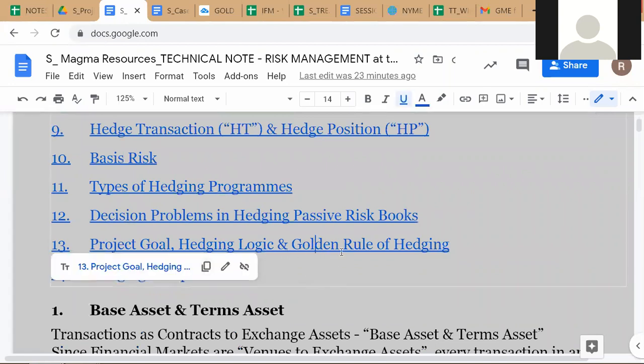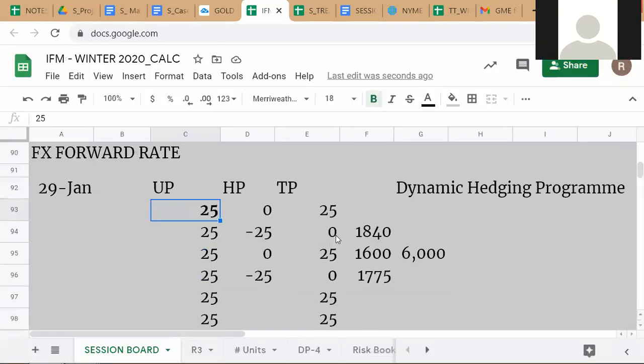Project goal, hedging logic, and golden rule of hedging. Please read this to get an idea. The basic golden rule of hedging is bottom line, nothing but it has to remain between 0 and the initial amount of the underlying position. Total position must always remain between these 2 bounds.